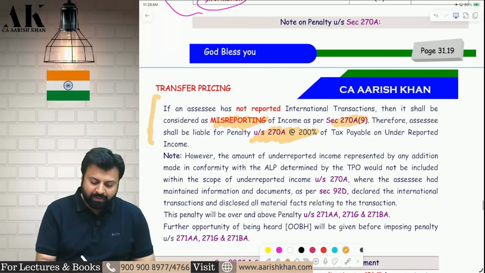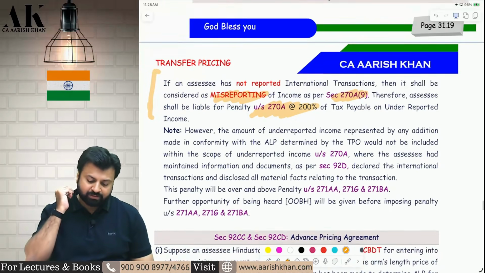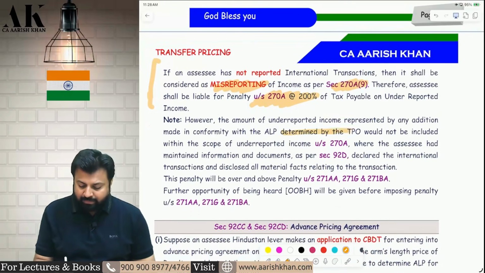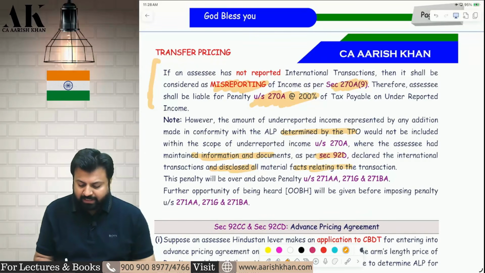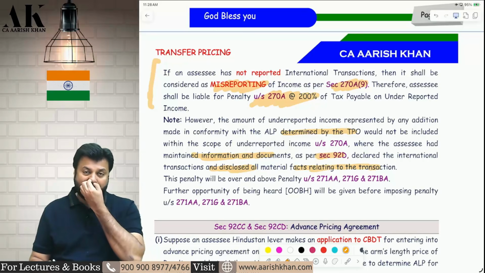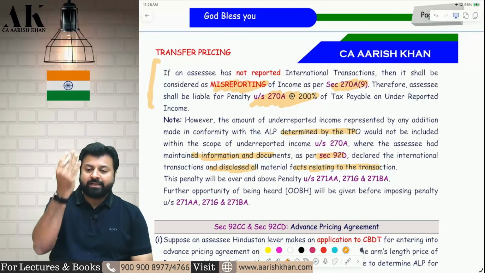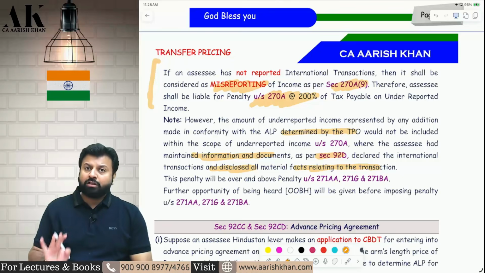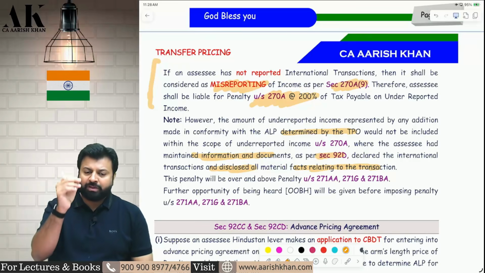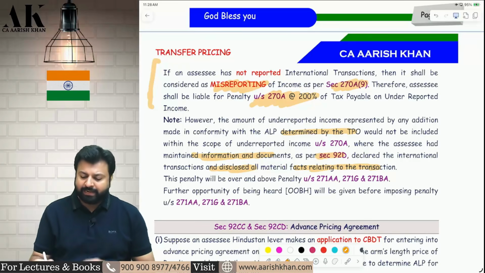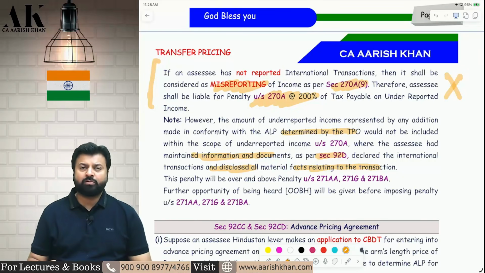But you can escape this penalty if you fulfill the following conditions. If the ALP is determined by the TPO, but you have maintained all the documents and information as per 92D and you have disclosed all material facts relating to the transaction. So if the TPO has increased the income, but you have maintained all the documents, reported everything properly, and given all the information truly and fully, then this penalty will not be imposed. I hope it is clear to all of you.